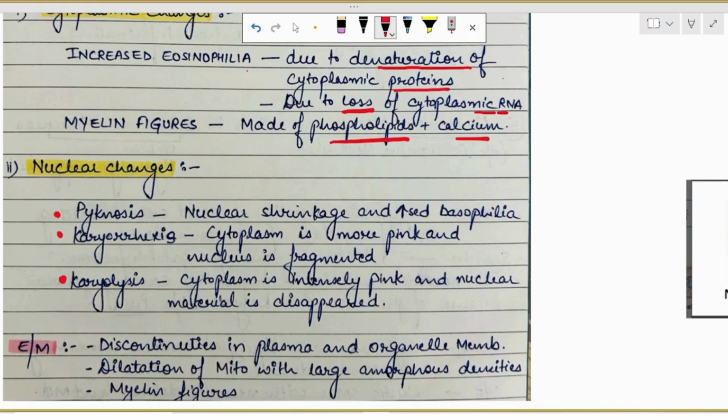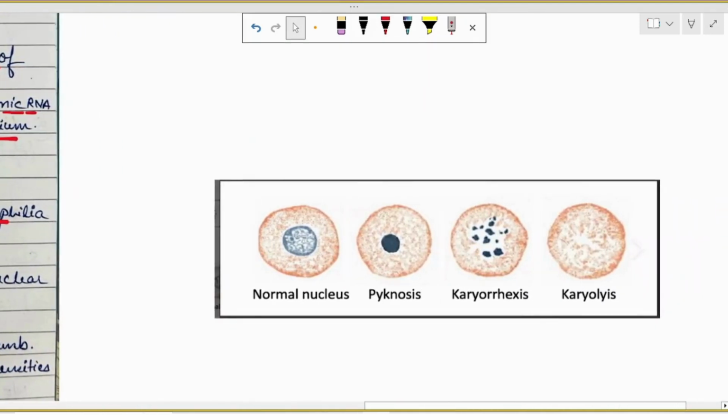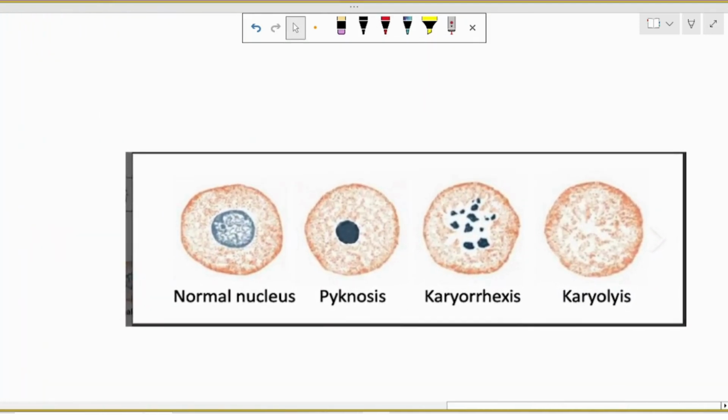What is pycnosis? Pycnosis is nuclear shrinkage and increased basophilia. What is karyorrhexis? It is a more pinkish appearance of the cytoplasm and the nucleus gets fragmented. And what is karyolysis? The cytoplasm will become intensely pink and the nuclear material would disappear. So how will these three nuclear changes appear to us? This is our normal nucleus, the normal cell.